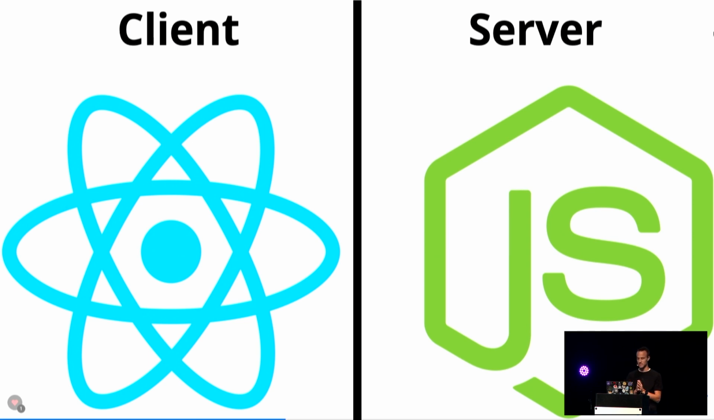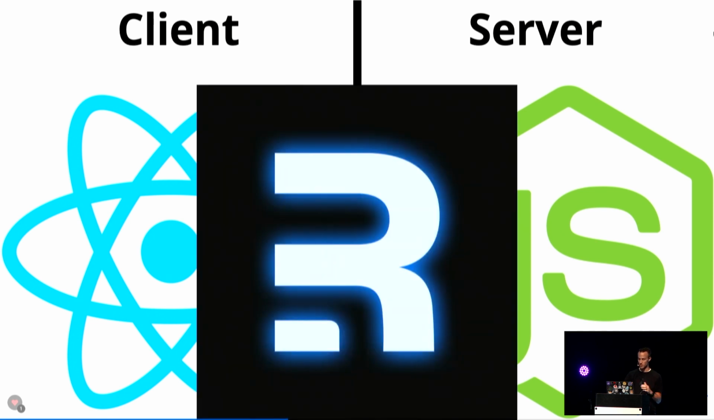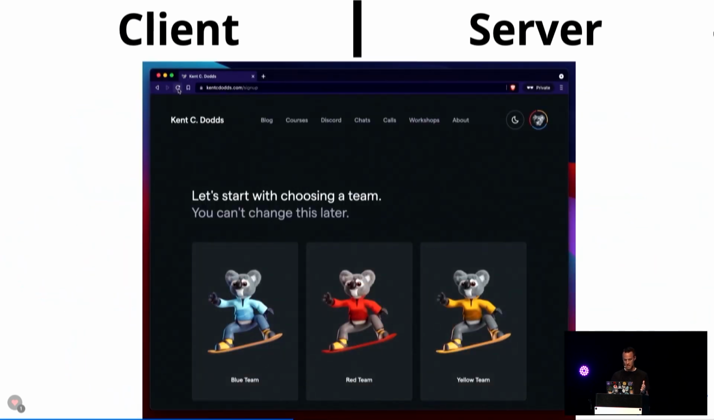Here's one of the things that I love about Remix. In most applications, our client is all React, and our server is our Node thing. We've got server rendering, so there's a little bit of our React stuff running on the server. What Remix does really well is it blurs the gap between client and server just phenomenally well. And I want to show you some examples of how it does this.